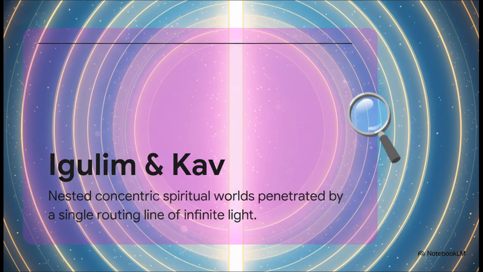The architecture really begins with two main concepts. First, we have the Igulim, which literally translates to circles. Think of infinite layers of concentric spiritual worlds. Those are your Igulim. But then they are penetrated and intricately connected by this single perfectly straight pipeline of infinite divine light. That pipeline is called the kav, or the line. Basically, everything in existence receives its life force routed downward through this single, highly specific divine line.